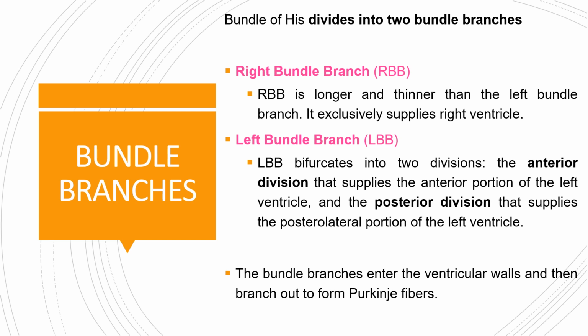It exclusively supplies the right ventricle, while the left bundle branch bifurcates into two divisions: the anterior division that supplies the anterior portion of the left ventricle and the posterior division that supplies the posterolateral portion of the left ventricle. The bundle branch enters the ventricular wall and then branches out to form Purkinje fibers.